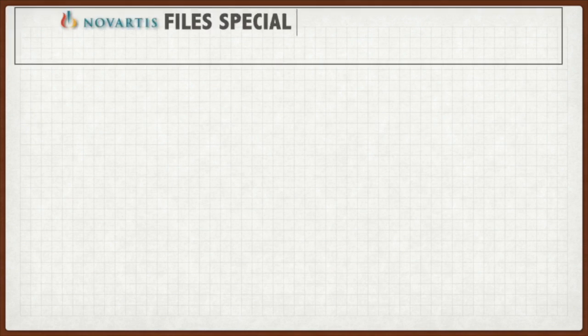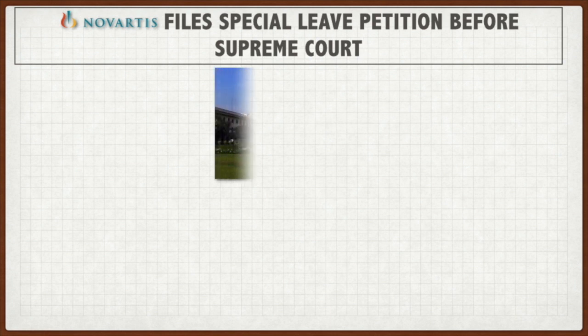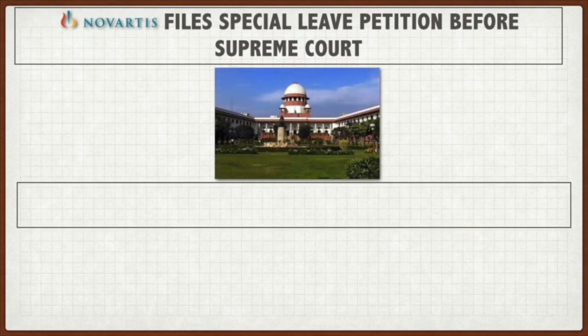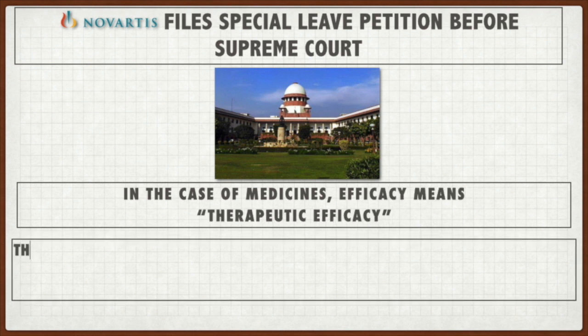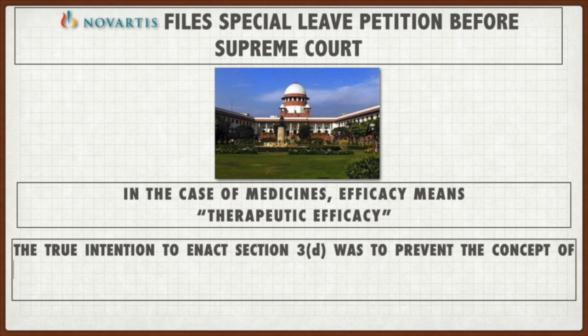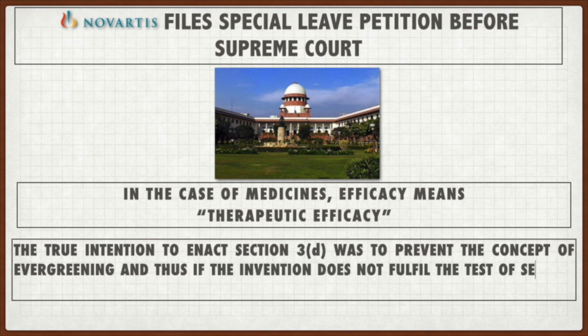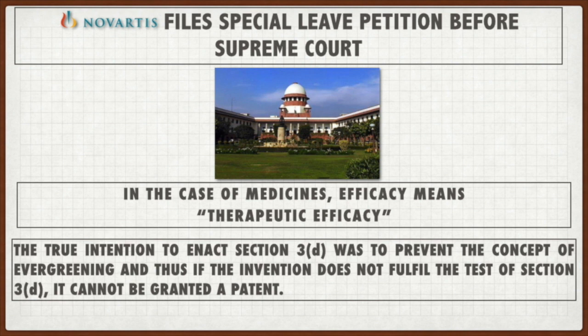Then Novartis files a special leave petition before the Supreme Court. What the Supreme Court says is that when it comes to medicines, efficacy means therapeutic efficacy. And the next thing they said was that the true intention to enact Section 3D was to prevent the concept of evergreening, and thus if the invention does not fulfill the test of Section 3D, it cannot be granted a patent. So they are rejecting the patent application of Novartis, saying it is not fulfilling Section 3D. So we cannot grant a patent to this particular product.